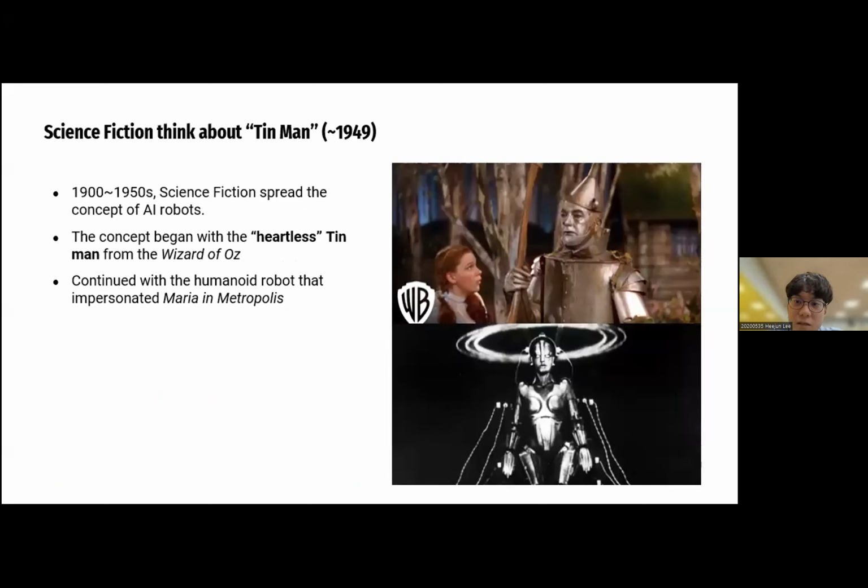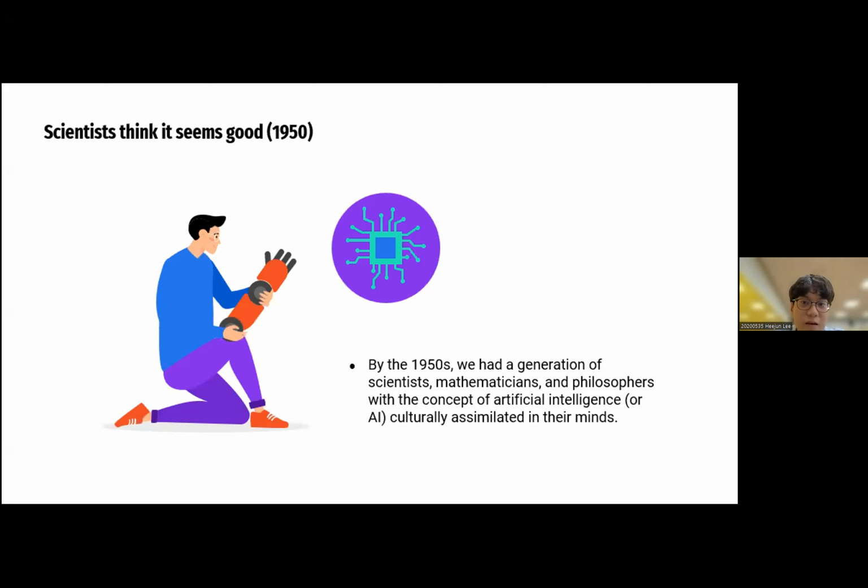In the first half of the 20th century, science fiction familiarized the world with the concept of artificially intelligent robots. It began with the Heartless Tin Man from the Wizard of Oz, and continued with the humanoid robot that impersonated Maria in Metropolis. By the 1950s, we had a generation of scientists, mathematicians, and philosophers with the concept of artificial intelligence, AI, culturally assimilated in their minds.